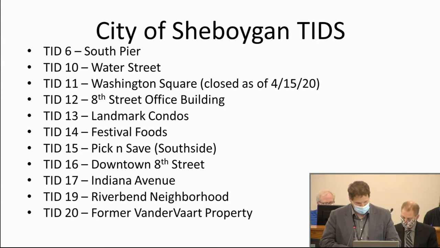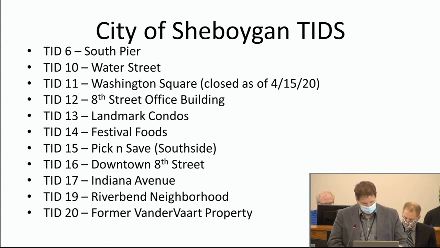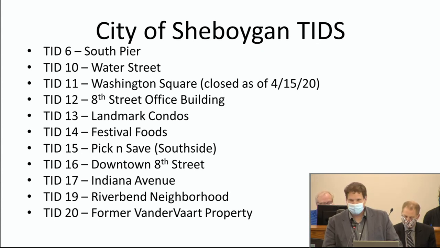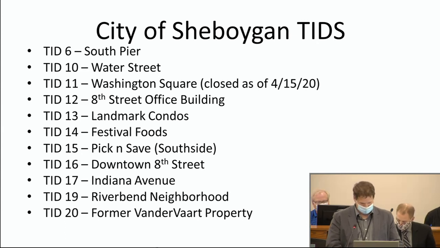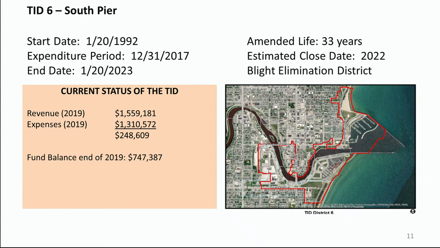TID 15, Pick and Save, that's the area where Kmart was demolished and the new Pick and Save at that time was reconstructed. TID 16 is downtown A Street, so it primarily is an area from the bridge up to Niagara Avenue by the Children's Museum. TID 17 encompasses Indiana Avenue, basically from the lake to 14th Street. The River Bend neighborhood is TID 19, and that's the area where Boat Doctors was redeveloped into the Lakeshore Technical College. And then TID 20 is the one we created in March, and that's for the redevelopment of the former Vandervaart property. So we're just gonna run through some of the financials of the districts and then be happy to answer any questions you might have.